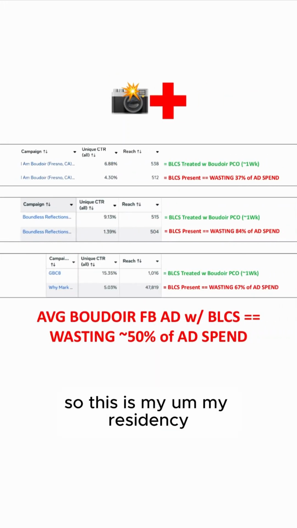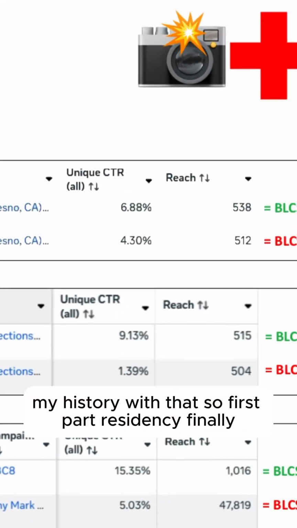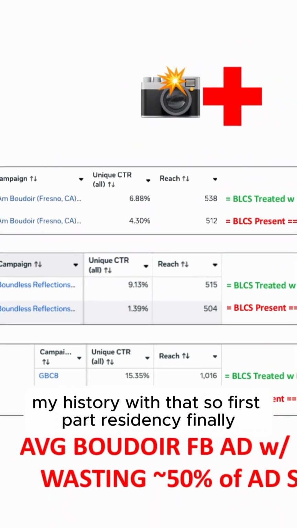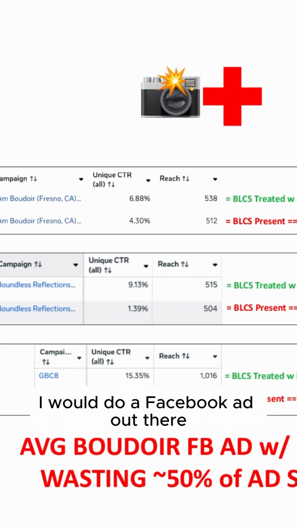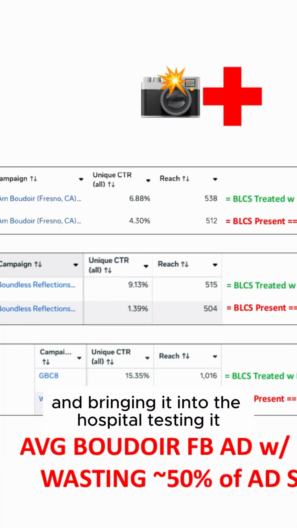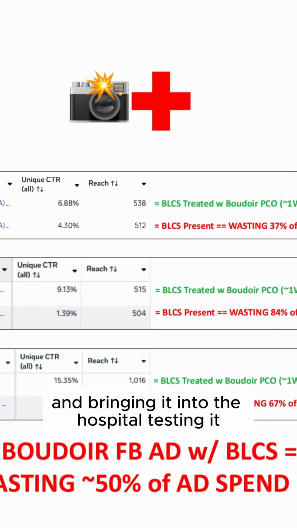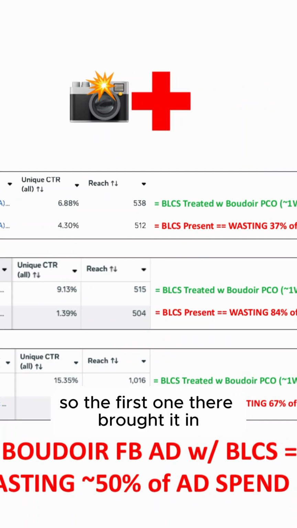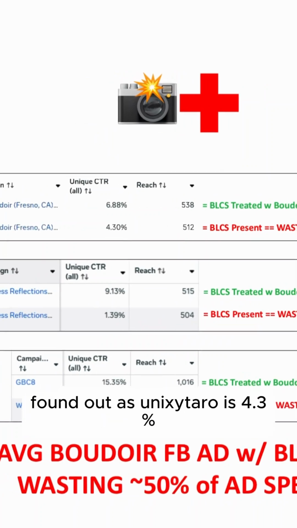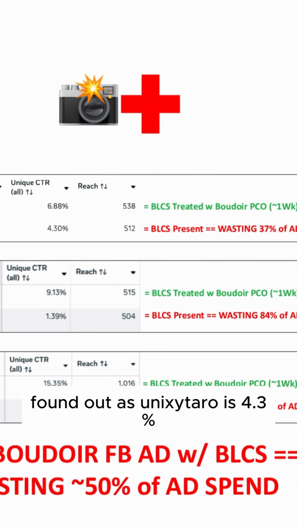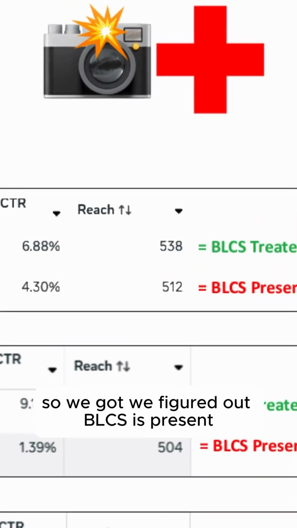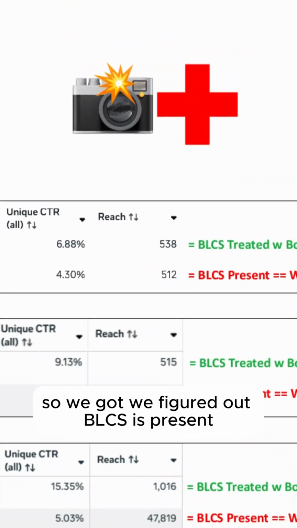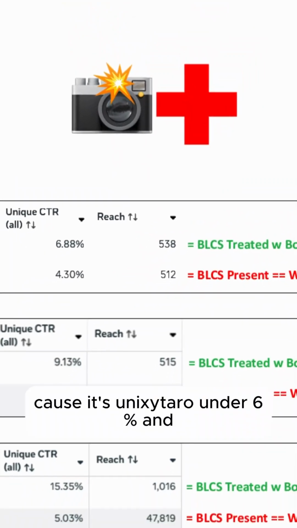So this is my residency, my history with that. First part of the residency was finding a Boudoir Facebook ad out there and bringing it into the hospital, testing it. So the first one, we brought it in and found out its unique CTR is 4.3%. So we figured out BLCS is present because its unique CTR is under 6%.